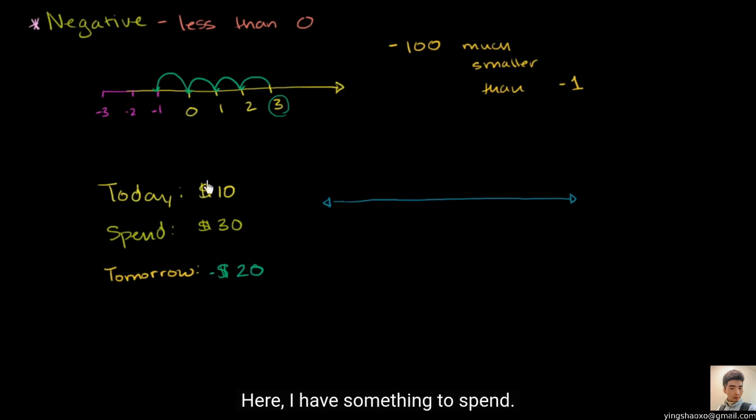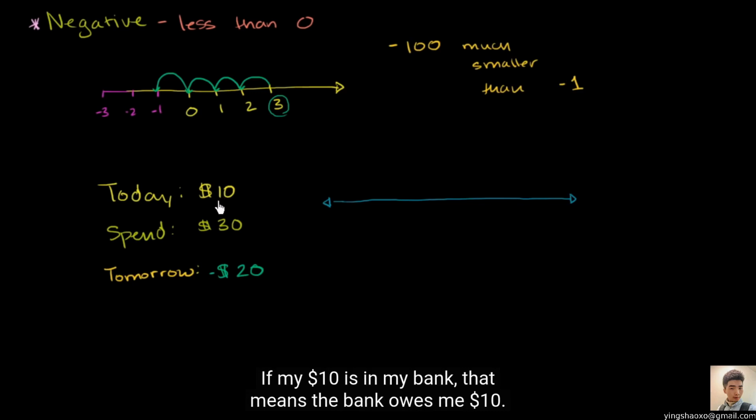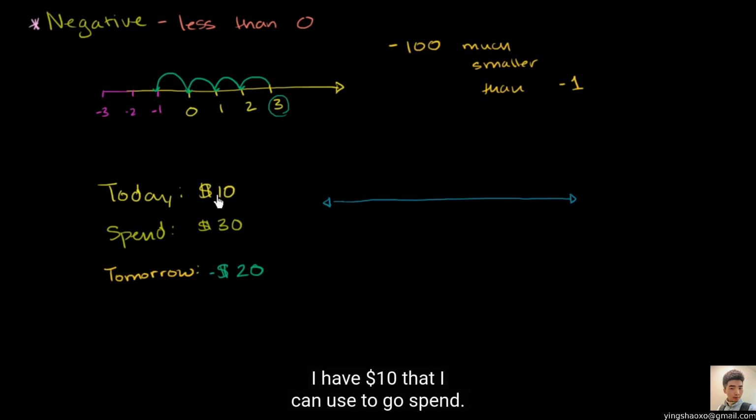Here I have something to spend. No one owes anyone. If my $10 is in my bank account, it means the bank owes me $10. I have $10 that I can use to go spend. Now all of a sudden, I owe the bank. I've gone the other direction.